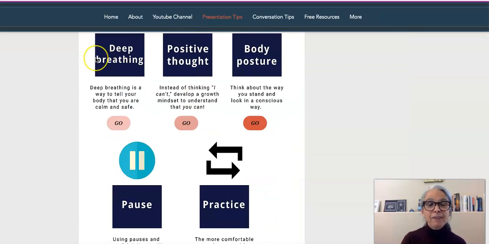Now, one of the very good points for relaxation is to breathe, right? Deep breathing will help you relax. A second point is to think positively, have positive thoughts. Thinking that you can't do something does not help you, right? And a third point is your body posture, right? Having a good upright posture will help you present better and to exude confidence, right?